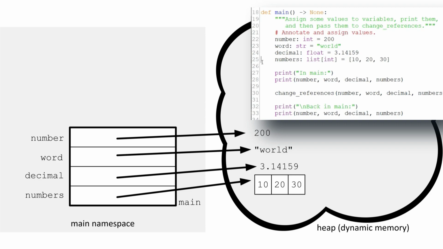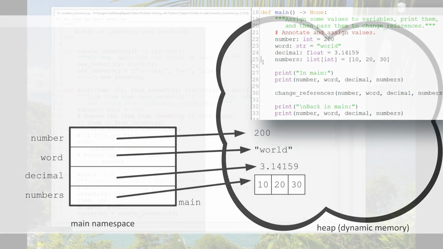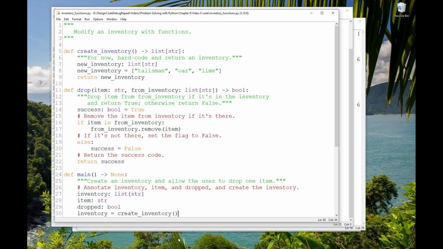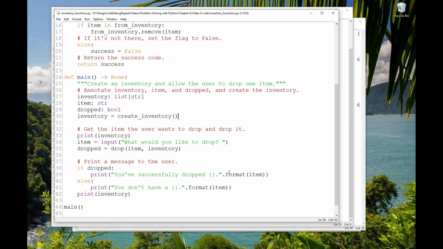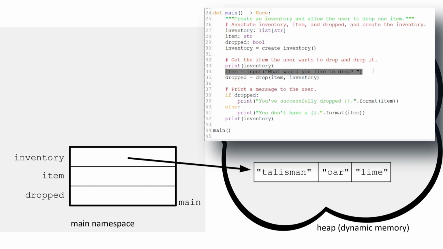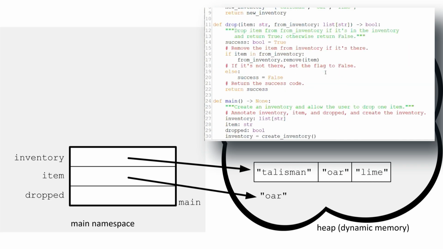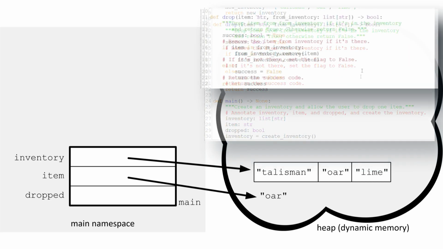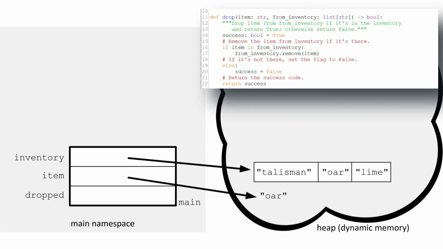Now this can inform our understanding of how inventory_functions.py works. We were looking at drop. Before we do, we have to prompt the user in main for an item to drop. Let's imagine the user enters OR. So item in main will reference the string OR in the heap. We then invoke drop, passing in item and inventory. The drop function takes 2 parameters, item, a string, and inventory, a list.